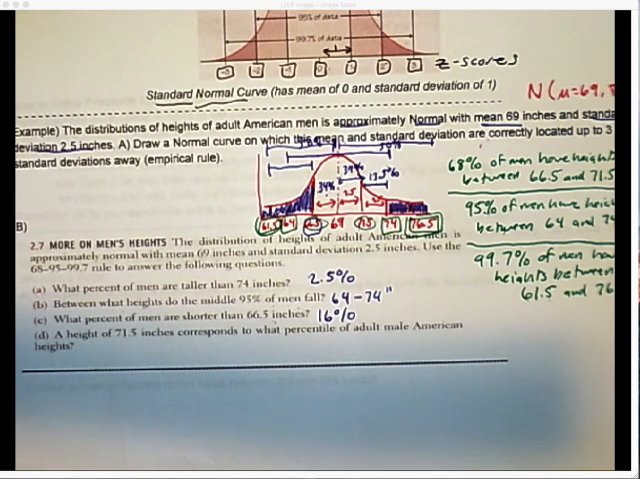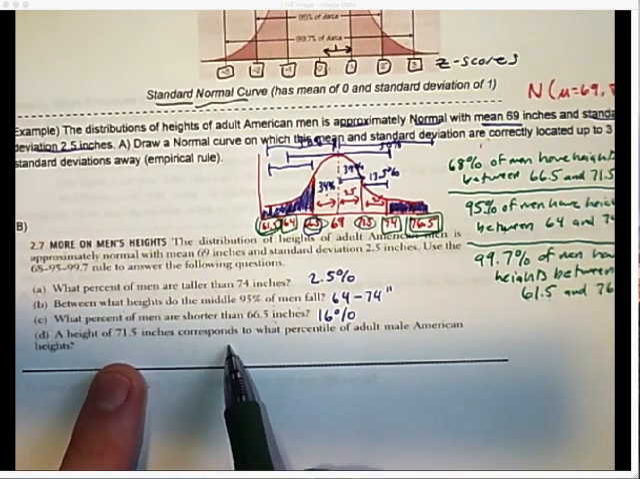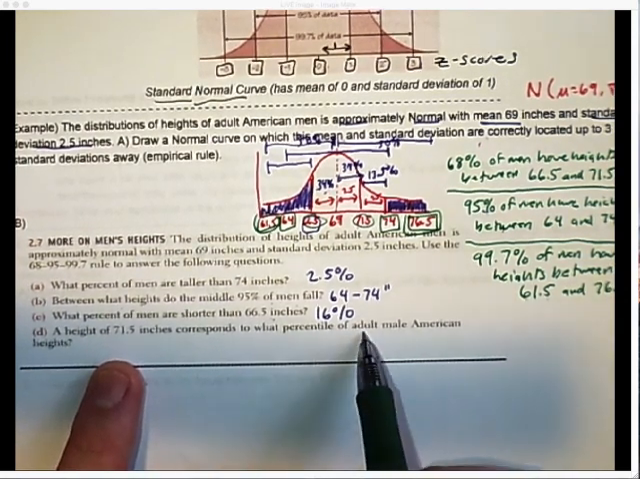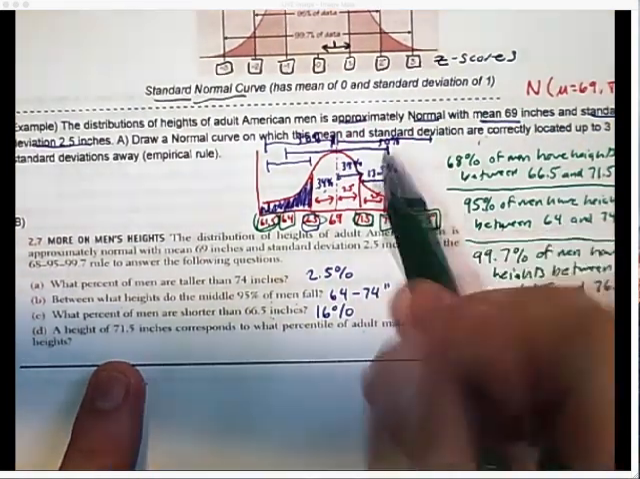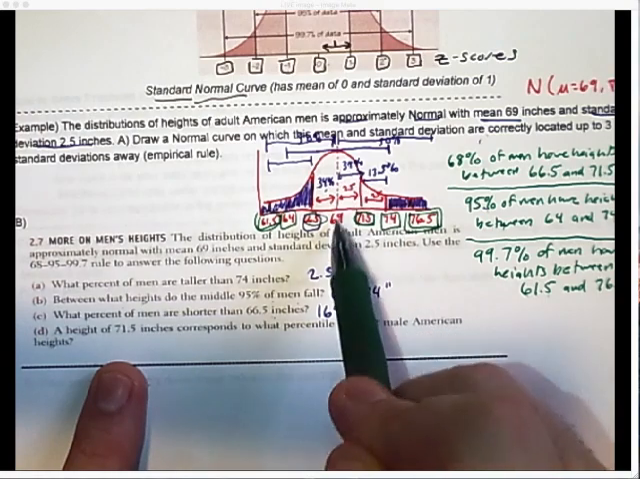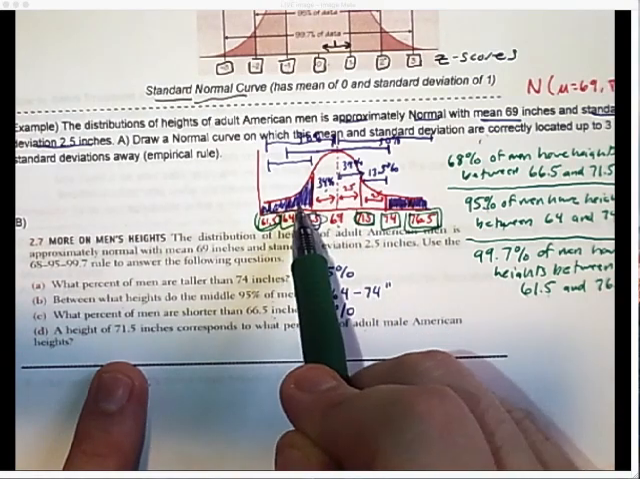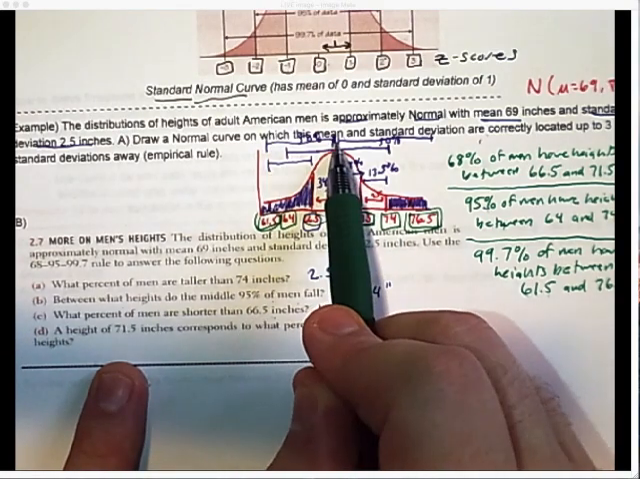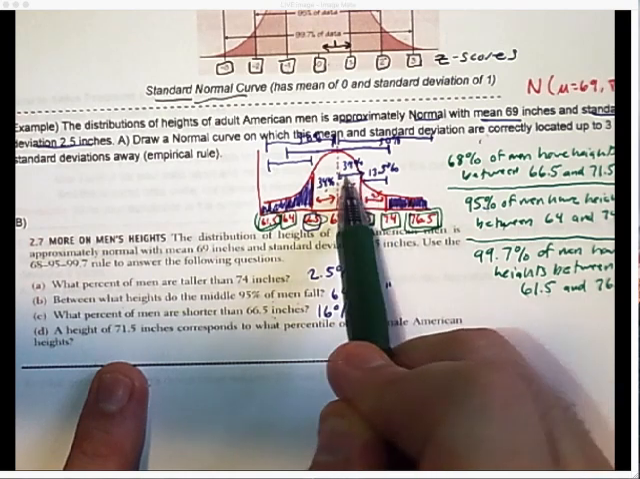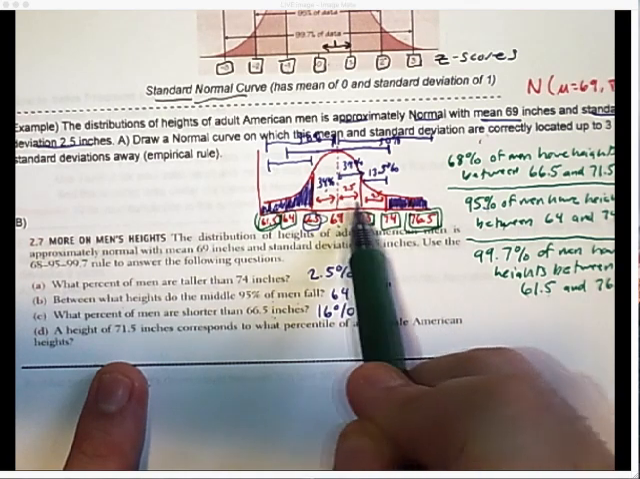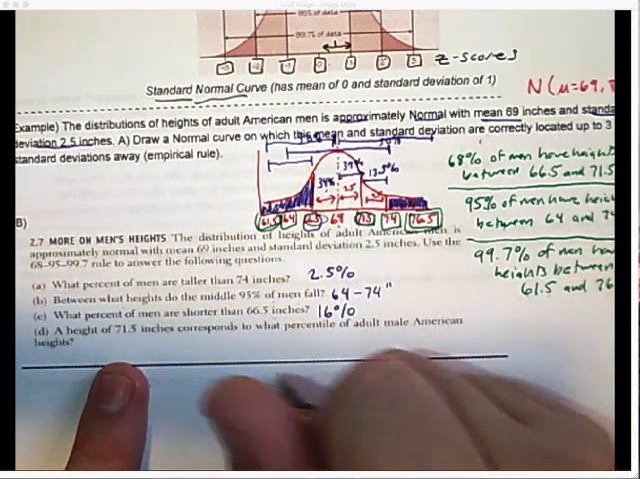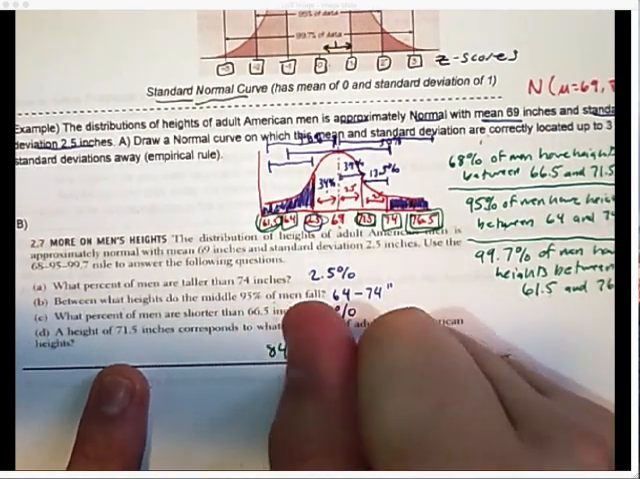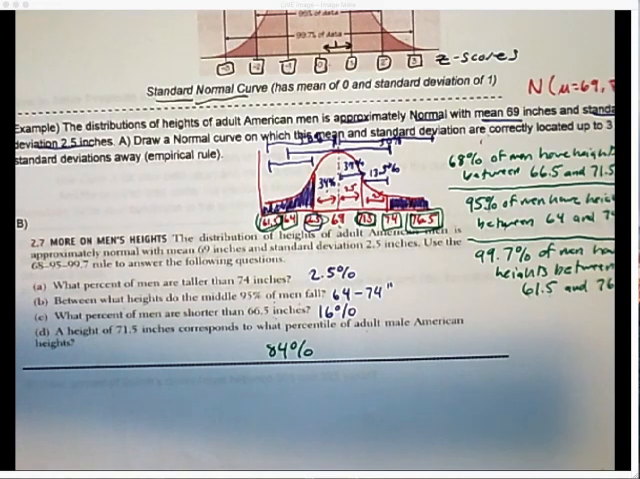All right, and question D, it says a height of 71 and a half inches corresponds to what percentile? So here's where the 71 and a half is. We know that 50% of the data are less than 69, so we're already up to 50. Now to get up to this part, you need to add in another 34%. So 50 plus 34 would be 84. So that's 84%.